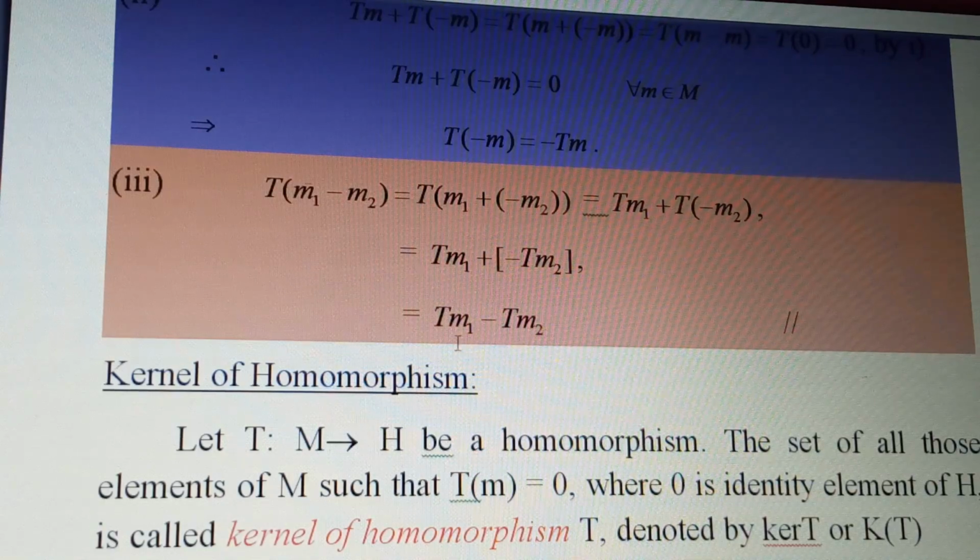The theorem is over. This concept is very important and plays a main role for linear homomorphism or homomorphism of modules. Kernel: here again we take a mapping T from M to N, where M is the domain and N is the codomain, and T is a homomorphism. The set of all those elements of M such that T(m) = 0, where 0 is the identity element of N, is called the kernel of the homomorphism, and it is denoted by ker T or KT.